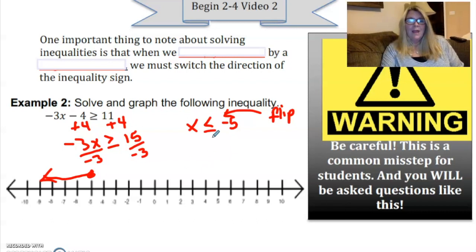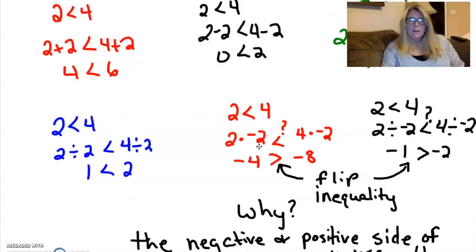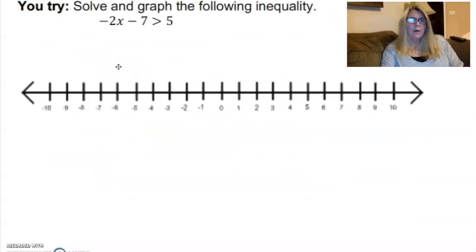So again, to recap, only when you multiply or divide by a negative number do you flip that inequality symbol. Every other time, it stays exactly the same. Now, you have a You Try. So pause and do your You Try.